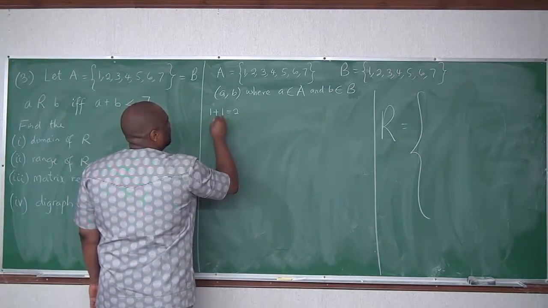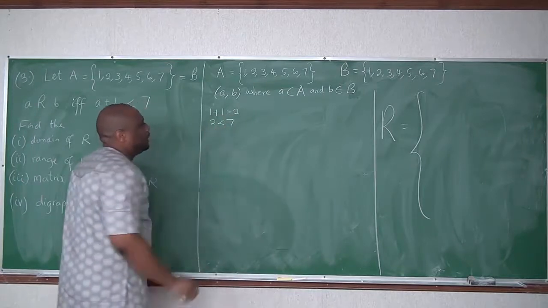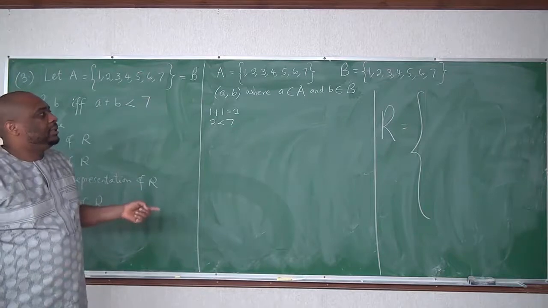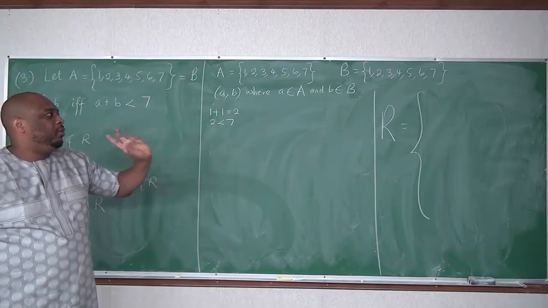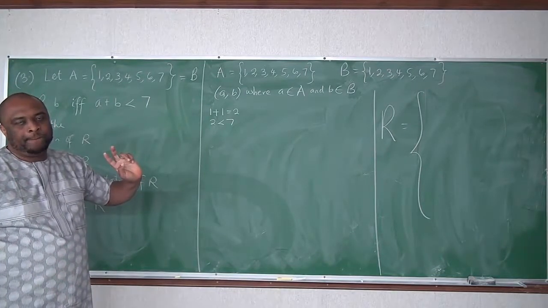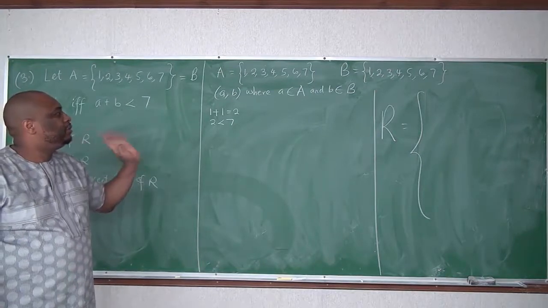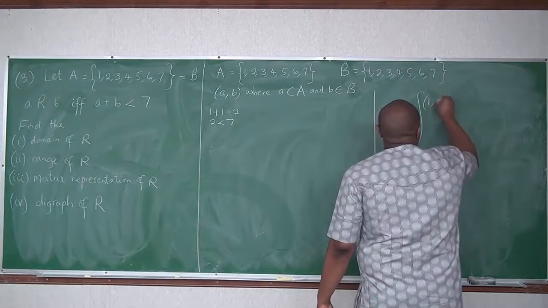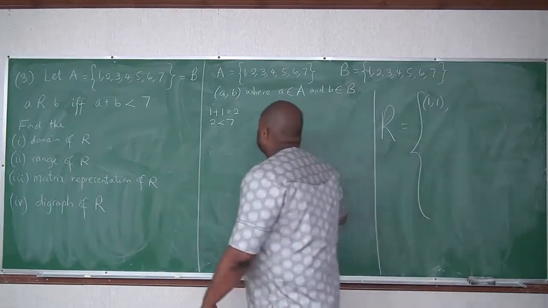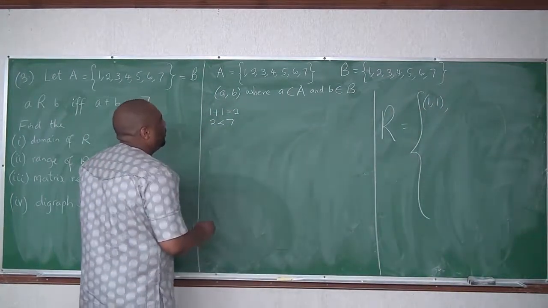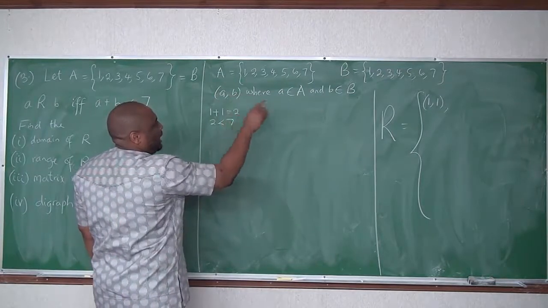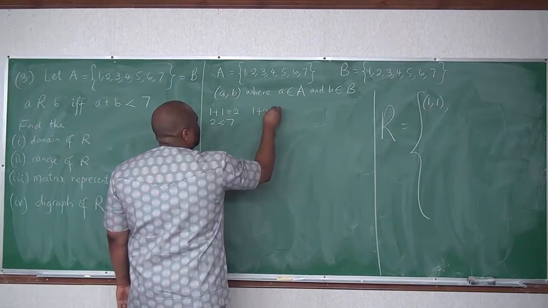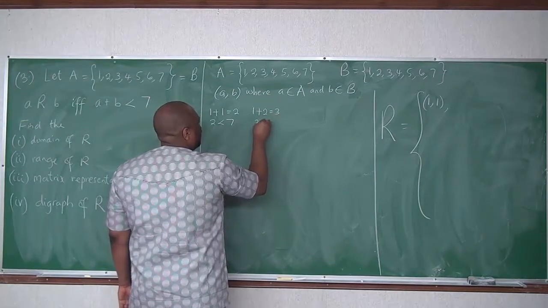So 1 plus 1 is 2. 2 is less than 7. Okay? So 1 from A, 1 from B: 2 is less than 7. So this works. So 1 comma 1 works. Then let's get 1 and 2. 1 from A, 2 from B. 1 plus 2 is 3. 3 is less than 7.